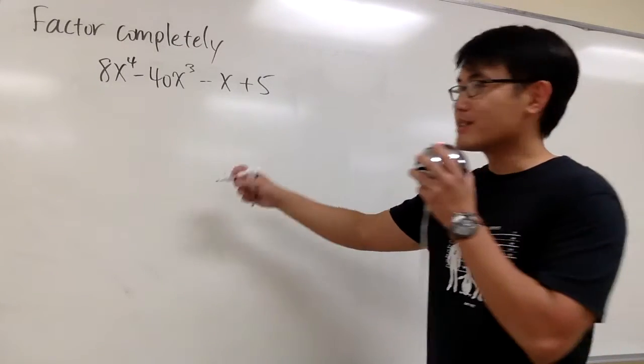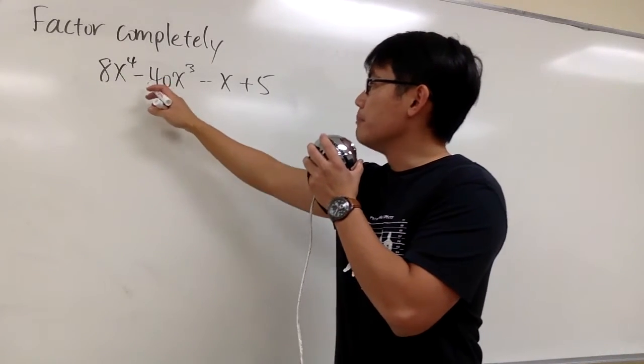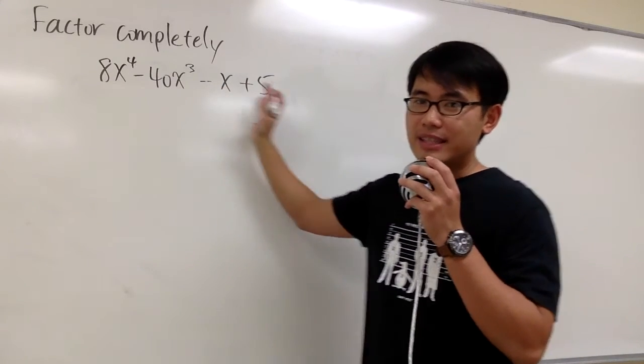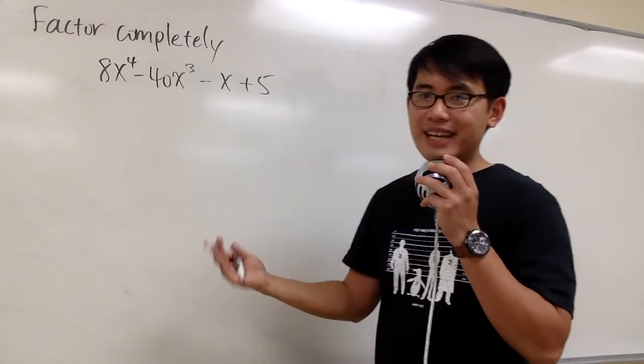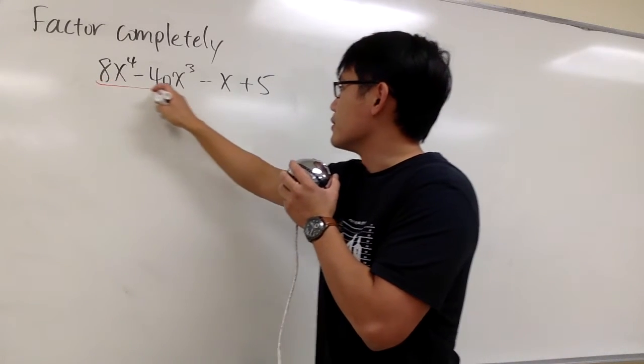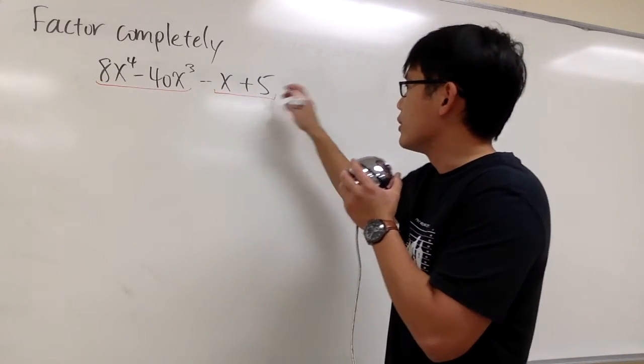We are going to factor this out. We have 8x to the fourth power minus 40x to the third power minus x plus 5. This is a 4-term polynomial, so to factor this out, we'll try to do this by grouping. So we'll focus on the first two terms and then the second two terms.